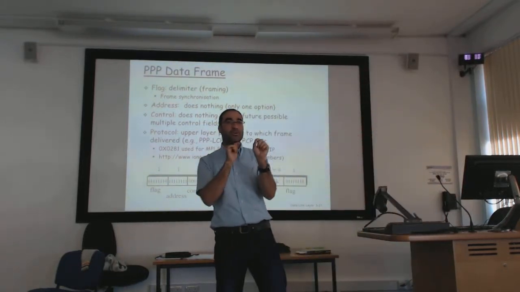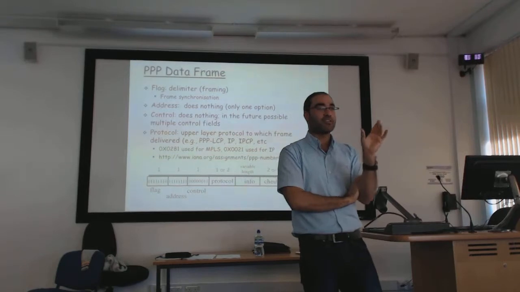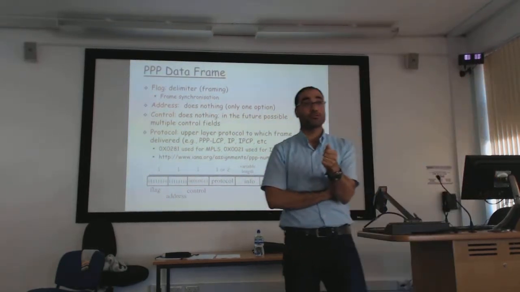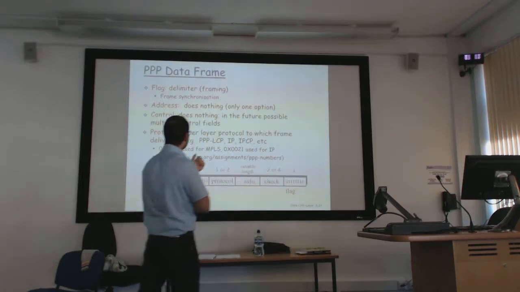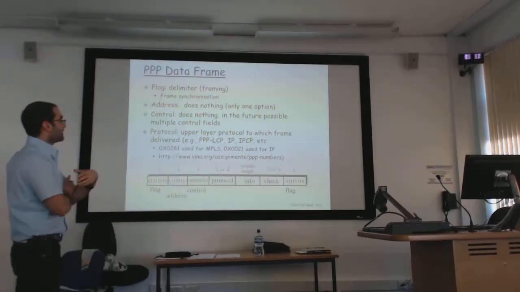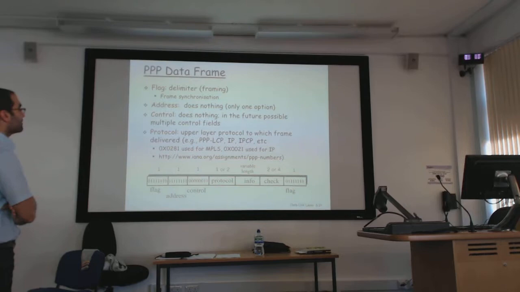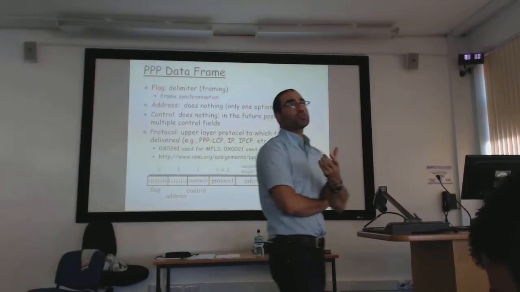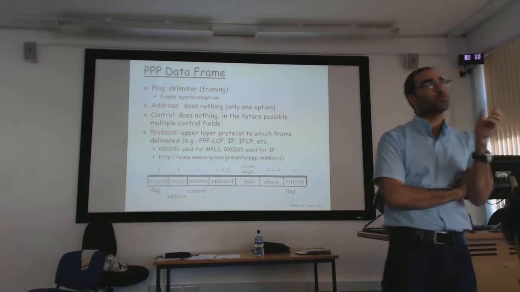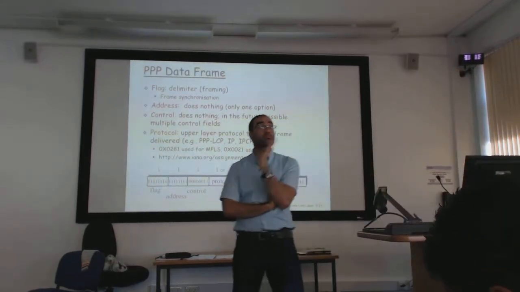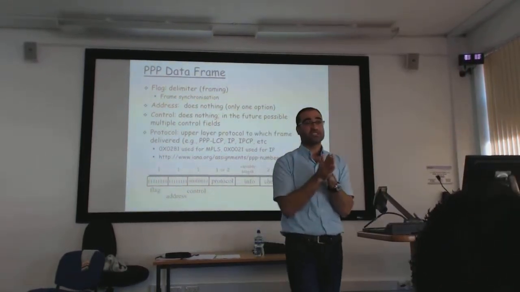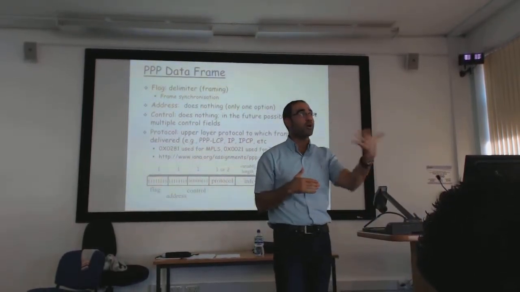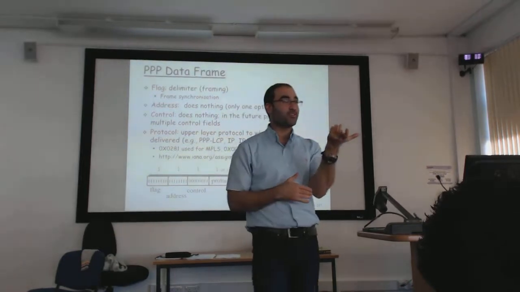It's confusing, I know, but it's nothing to do with the actual addressing of the MAC address. This is just an addressing within the same structure of the point-to-point protocol. Control, again, does nothing. In the future, possibly multiple control fields, the same as the address. This is a control part where you control the structure of the actual components within the data link layer, within the receiver. And until now, it's not been changed. It's the same. They leave it to the future, hopefully, to add other requirements to the actual structure of the point-to-point frame.